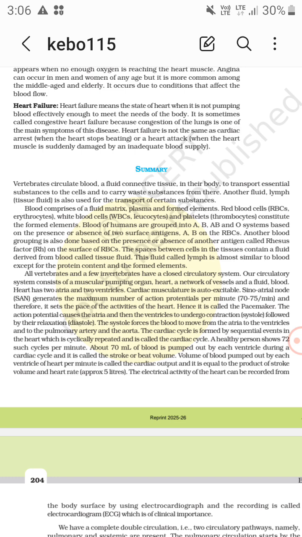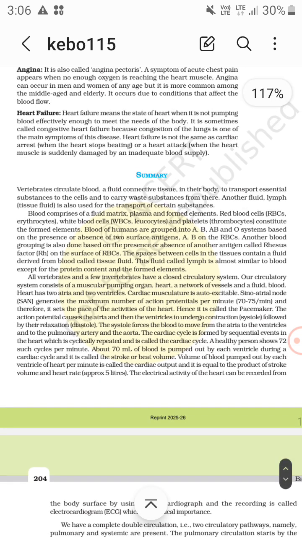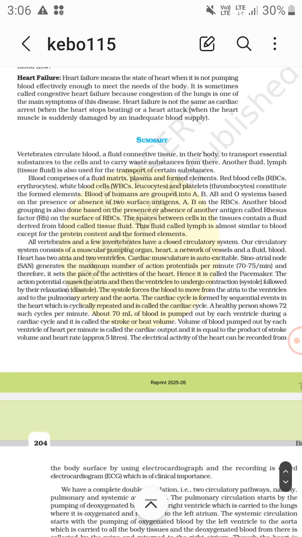Now the spaces between cells in the tissues contain a fluid derived from blood called tissue fluid. So this tissue fluid is also derived from blood, right? Now this fluid called lymph is almost similar to blood except for the protein content and the form elements. So it has a different, minimal protein content, and the form elements are not present in the tissue fluid, but they are present in the blood.